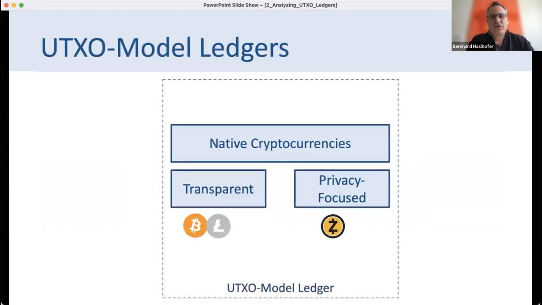So this is what I mentioned before. We can distinguish the spectrum of crypto assets into native cryptocurrencies and tokens. And we are here really focusing on the left-hand part, which was native cryptocurrencies, which can again be distinguished into transparent and privacy-focused crypto assets.